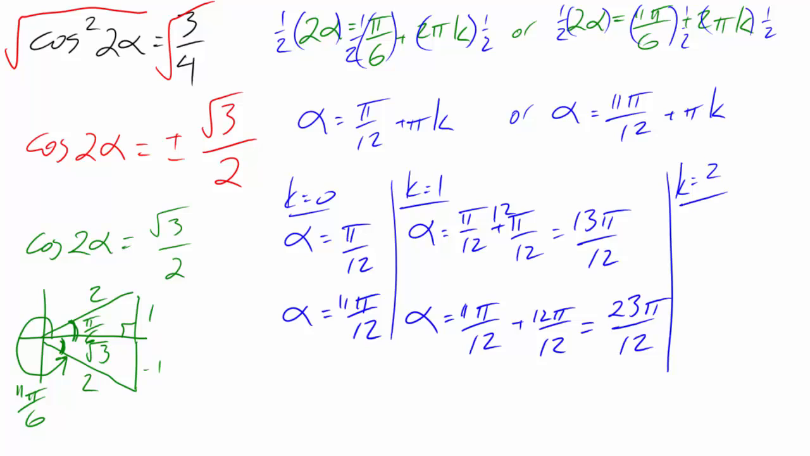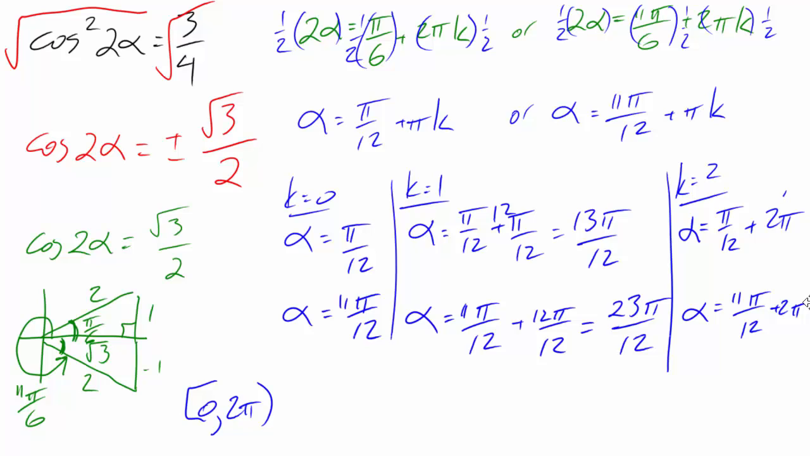And if k equals 2, we have our alpha to be pi over 12 plus 2 pi. Now, since we're looking for solutions over the interval from 0 to 2 pi, that's going to be too big. Similarly, if alpha is equal to 11 pi over 12 plus 2 pi, that's also going to be too big. So these we do not have to worry about for our specific solution over the interval from 0 to 2 pi.